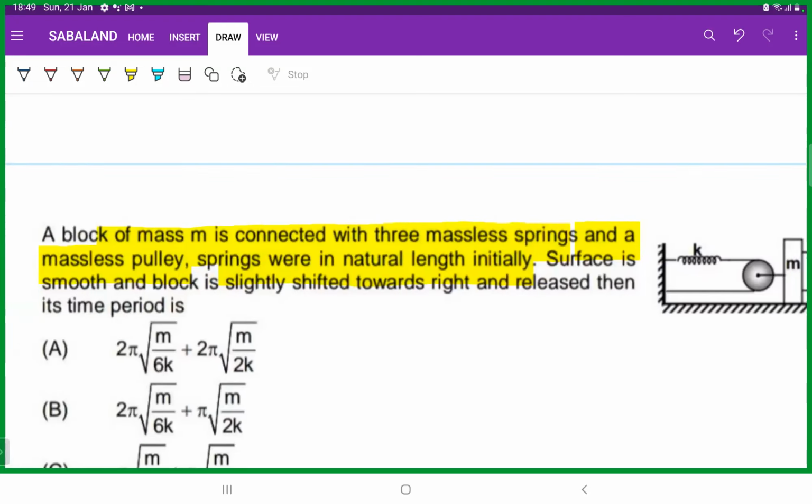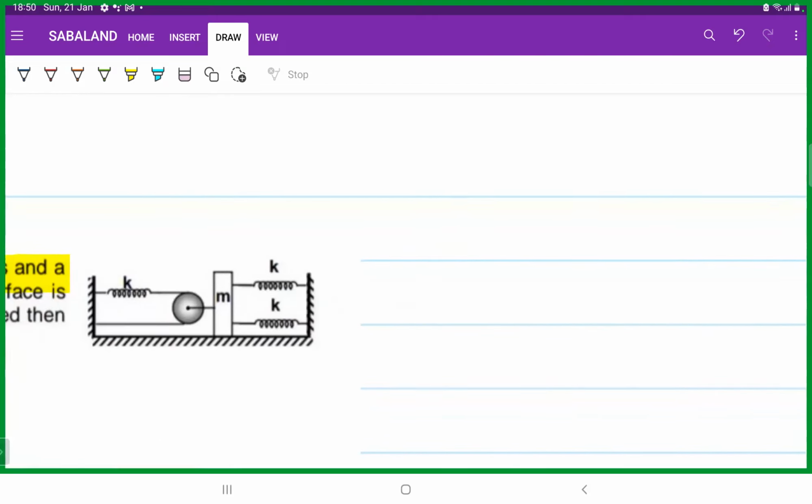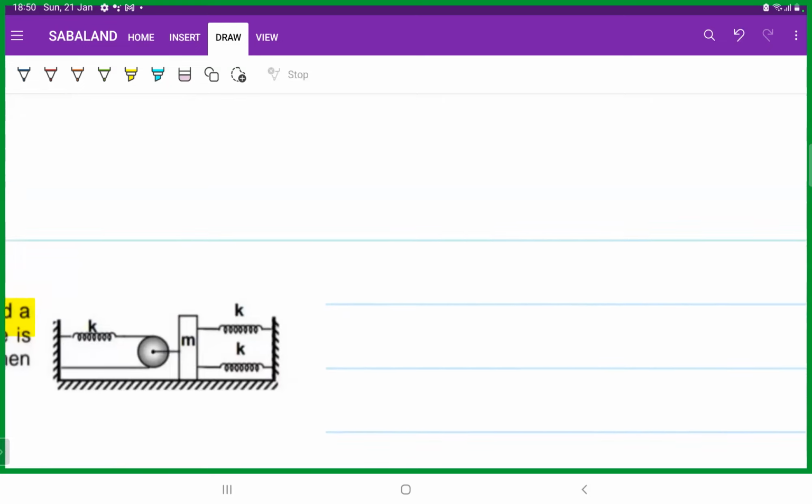The surface is smooth, which means there is no friction. The block is slightly shifted towards the right, and then it is released, and therefore we now have to find the time period, right? So let's understand what's exactly happening over here. Say we have moved this block slightly towards the right, like this. Okay, as you can see, these two springs are getting compressed, right? They will exert a force towards the left, right?